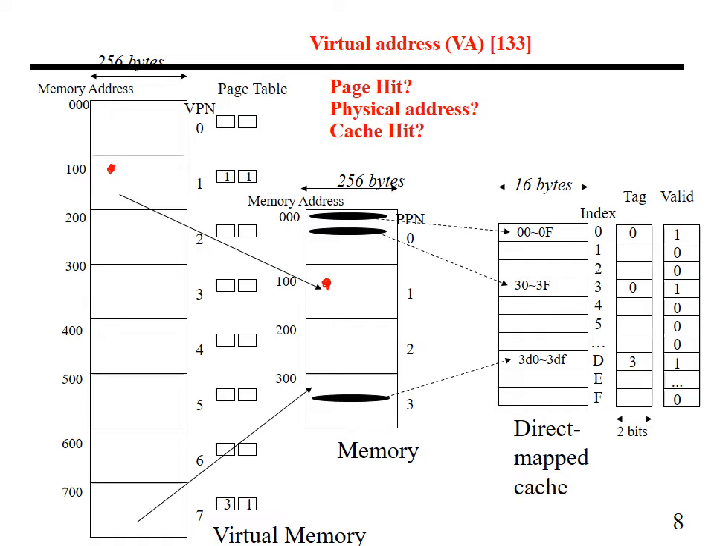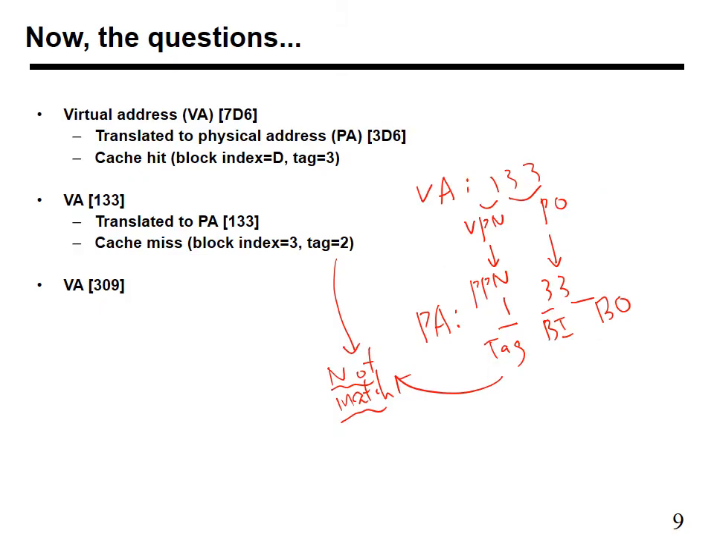Let us say virtual address 133, which I indicate as a red dot on the left-hand side, is already mapped into the physical memory. So definitely it is a page table hit. On the other hand, the corresponding memory block is not in the cache, so it is a page table hit, but a cache miss.